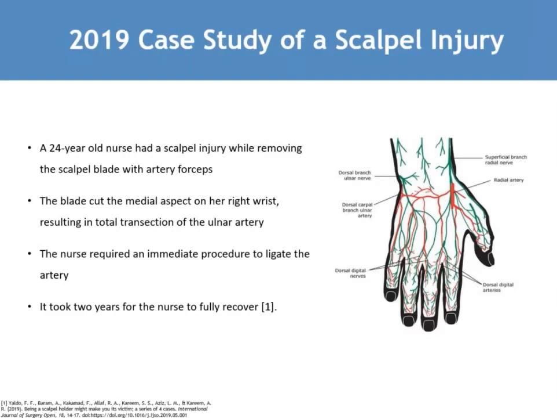This scalpel injury to a nurse was reported in 2019. It happened in Kurdistan, highlighting that we are talking about a global problem to which no one is immune, no matter how much we deny the risk. A 24-year-old nurse had a scalpel injury while removing the scalpel blade with artery forceps. The blade cut the medial aspect of her right wrist, resulting in a total transection of the ulnar artery. The nurse required an immediate procedure to ligate the artery. It took 2 years for the nurse to fully recover.